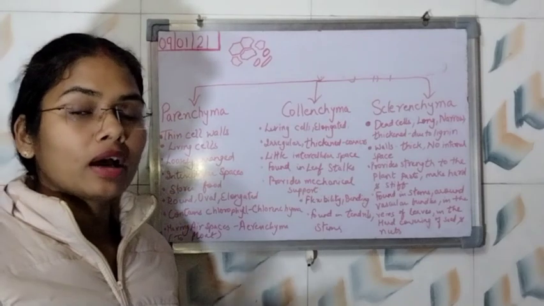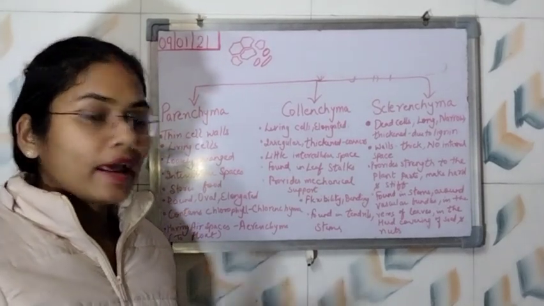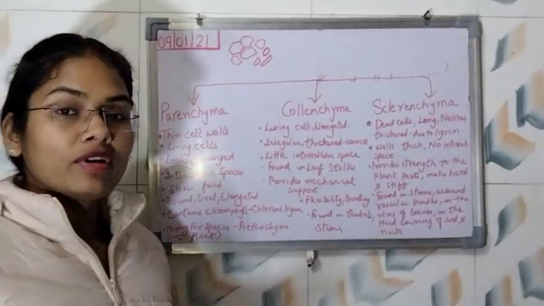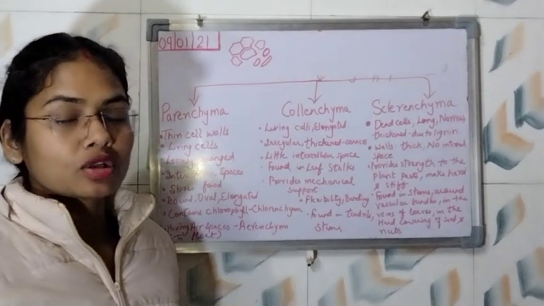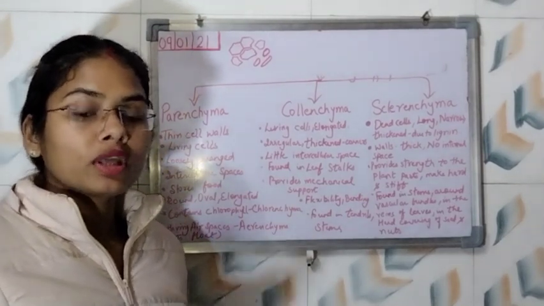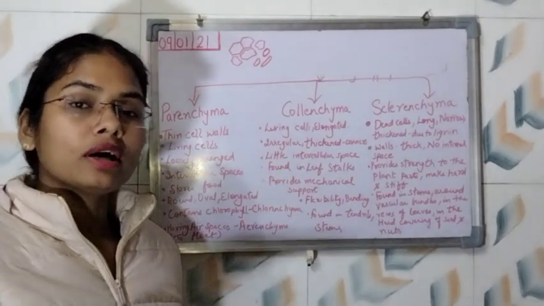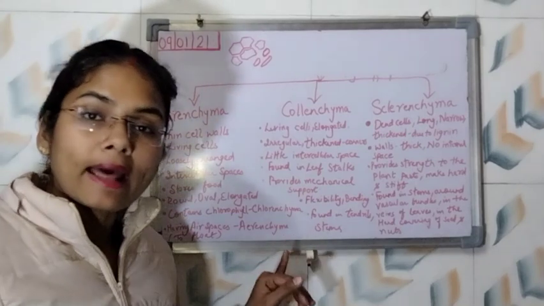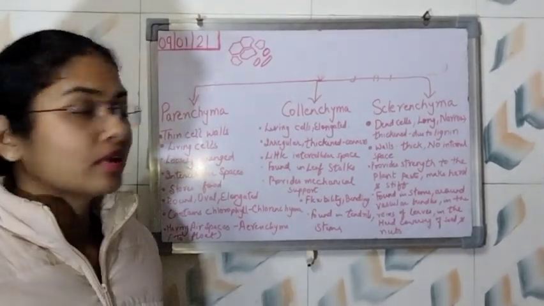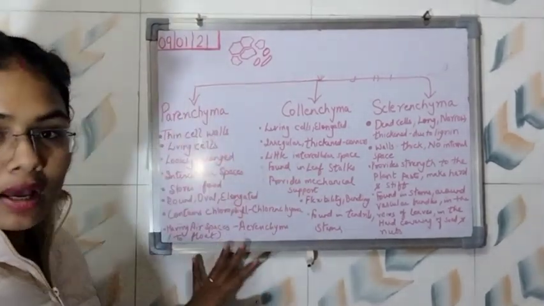Also students, in aquatic plants, the cells in this tissue have air spaces, right? To help the plant float on the surface of water. In that case, that tissue is called aerenchyma, a type of parenchyma, right? So this is all about the parenchyma.